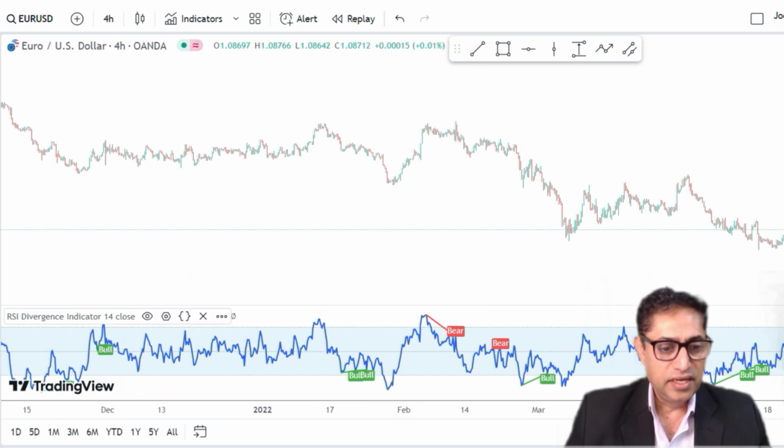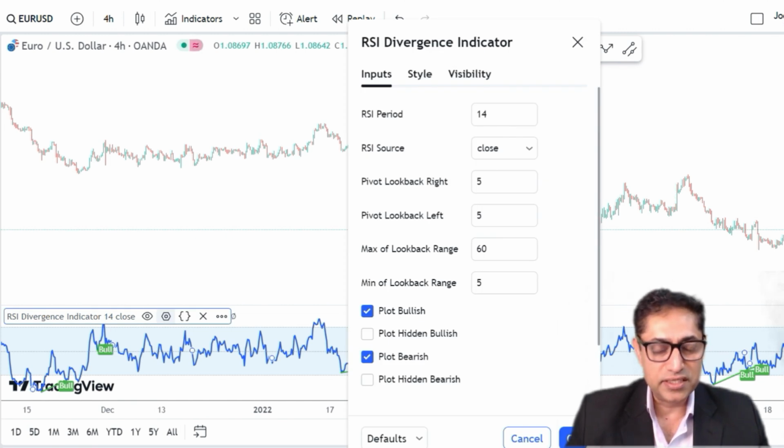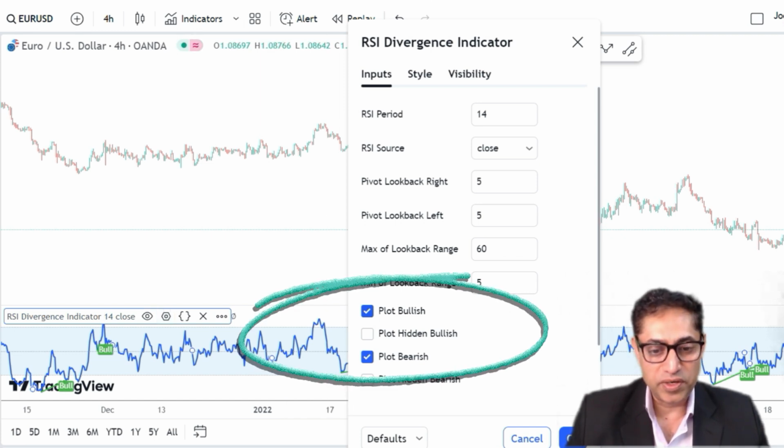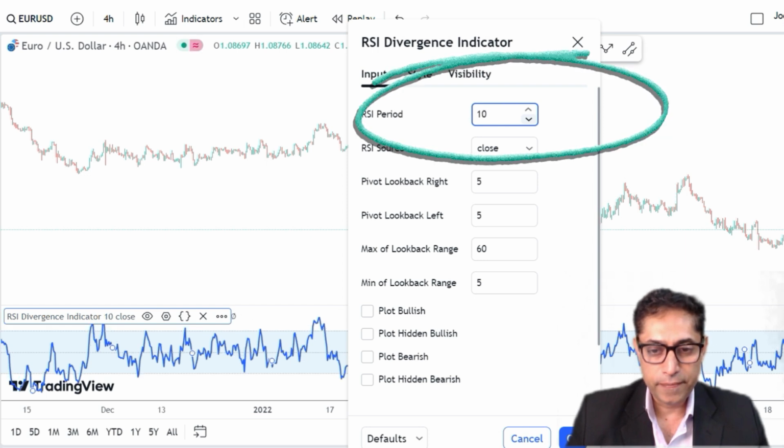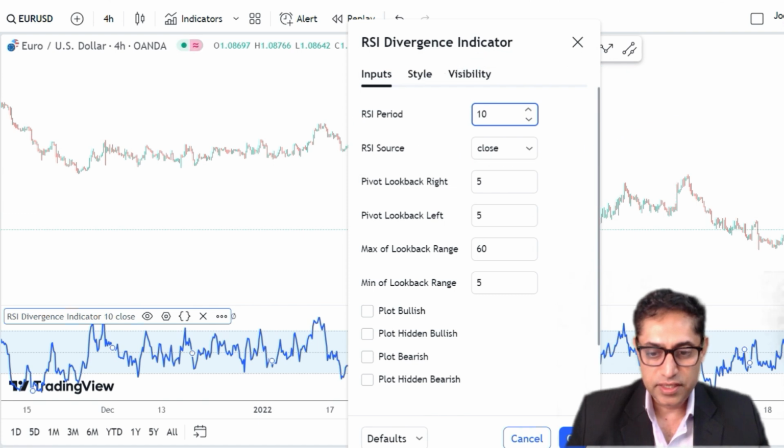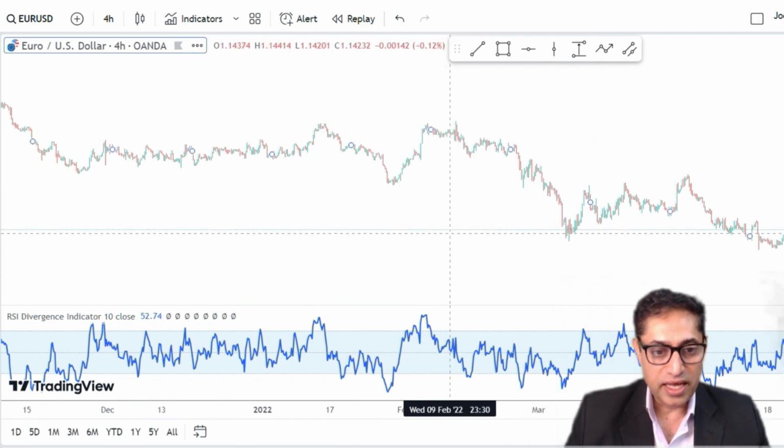You can see. But I personally like to pick up the divergence rather than getting it ready made. So what I will do is I will remove the plot bullish and plot bearish divergence, and I will reduce the RSI period to 10. Very good. So I have reduced the RSI period to 10 and I have removed plot it automatically. I will find it. I click on OK and there you go.